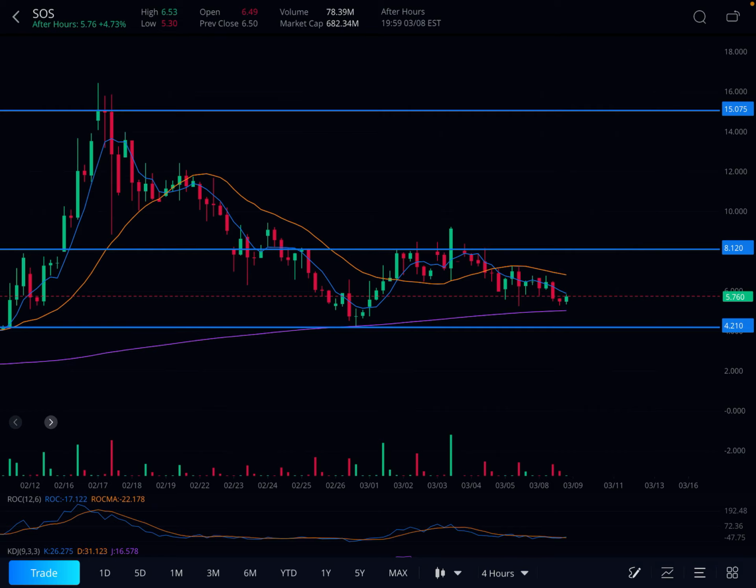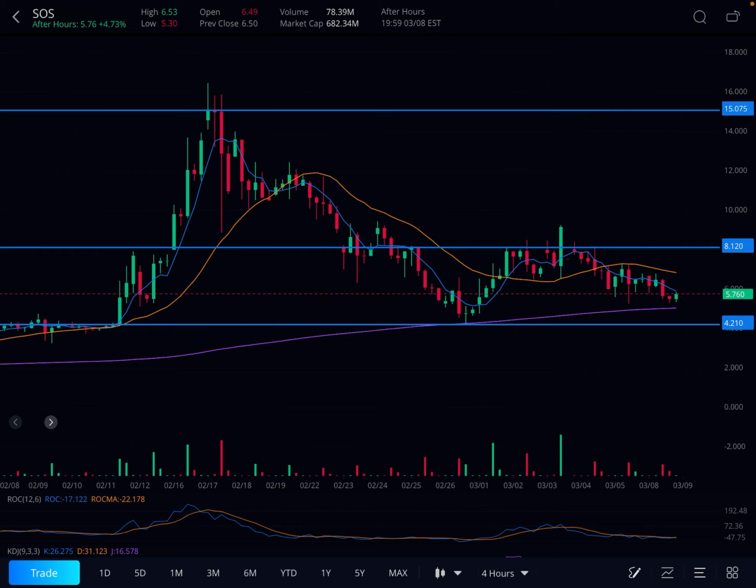But instead, if we want the stock to go up, it would have to hit 812. And once it does that, it'll run to its next resistance, which is 15.